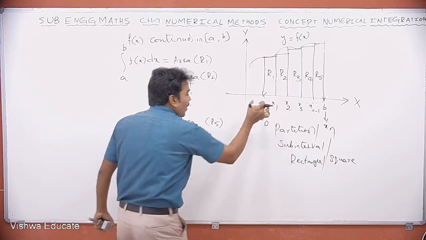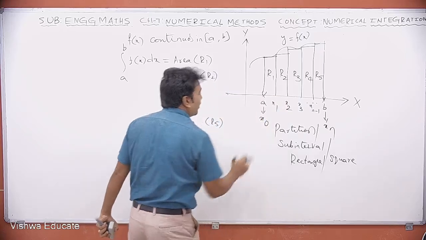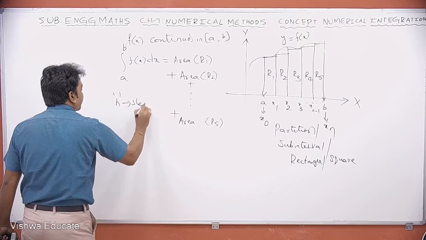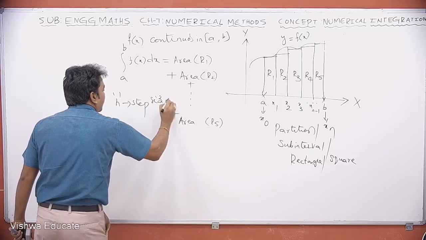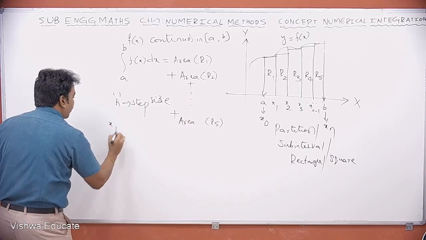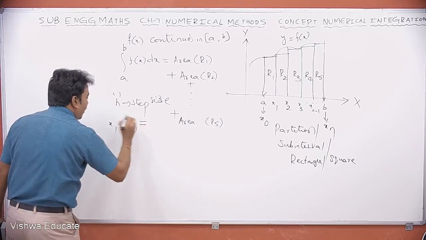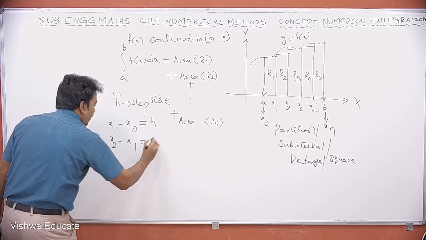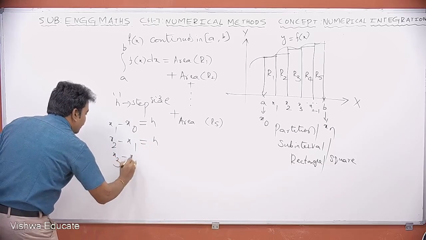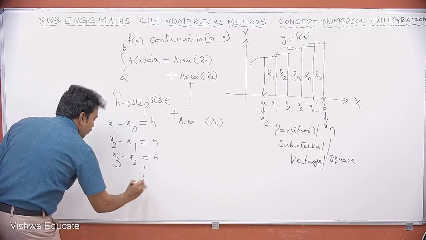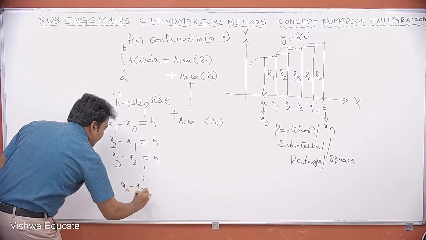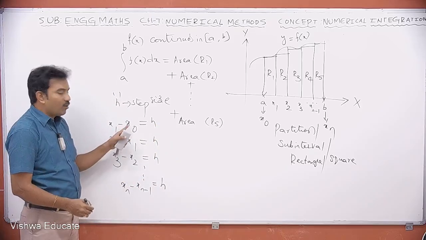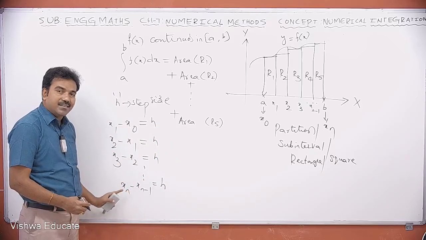Now what is the difference between consecutive x values? That I call h. So h will be called the step size, and this is basically the difference between consecutive x values. x1 minus x0 equal to h. Similarly, x2 minus x1 equal to h, x3 minus x2 equal to h. When you do like this, finally we get xn minus xn minus 1 equal to h. Of course, this x0 is the lower limit and this xn is the upper limit.